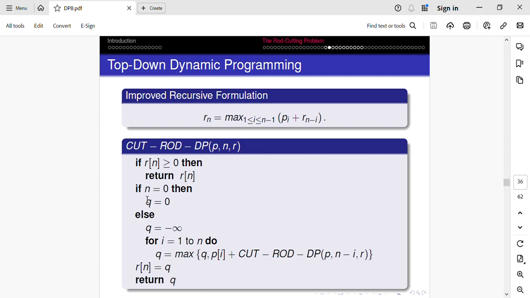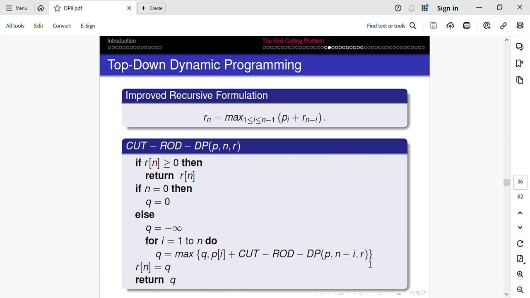Otherwise, at first we have the terminating condition of the recursion. If n is equal to 0, then we return 0. Otherwise we go for computation using recursive calls. So initially we initialize this variable q to minus infinity because it's a maximization problem, and then we have this formula p[i] plus cut rod dp(p, n minus i, r).